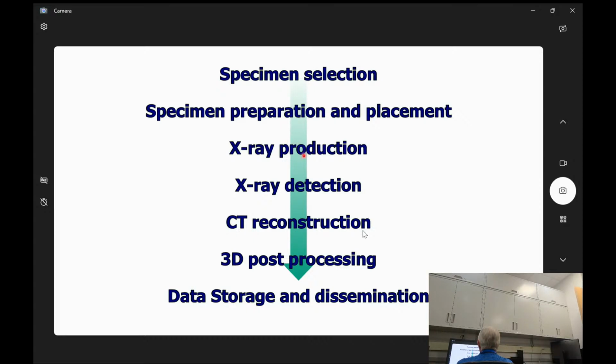So we're going to talk about how we produce X-rays, and we're going to talk about how we detect X-rays. Then we'll talk a little bit about reconstruction and a little bit about post-processing. And of course, we're going to generate huge data sets in the 2 to 30 gigabyte or even larger size range, so we've got to think about what we're going to save and where.